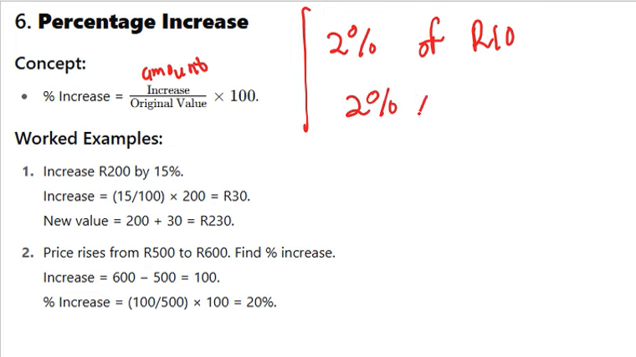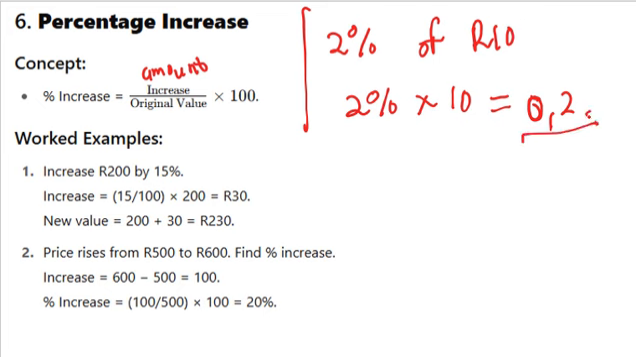2% times 10 rand. So if you punch that in your calculator, 2%, I hope you know how to punch percent. There's a button there that has a percent symbol. You can press shift and press that button. Then you say 2% multiplied by the 10 rand. It's gonna give you that the 2% of a 10 rand is actually 0.2.